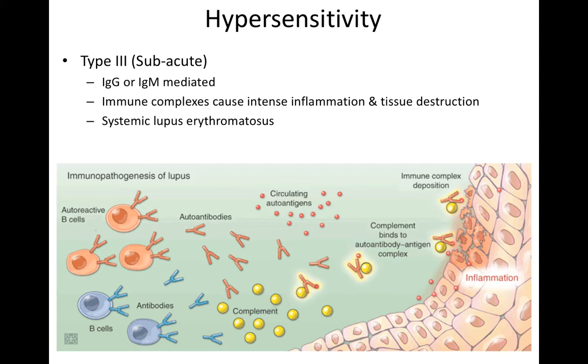Rheumatoid arthritis is also an example of a type 3 hypersensitivity, where the immune complexes get lodged in the synovial membranes, particularly of the hands, and basically the inflammatory response destroys the joint completely. So there's a lot of tissue destruction that occurs in these type 3 hypersensitivities.